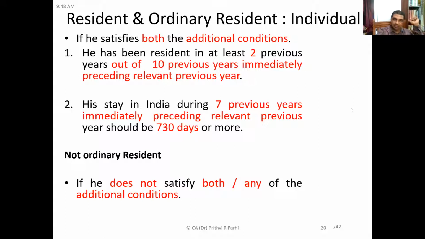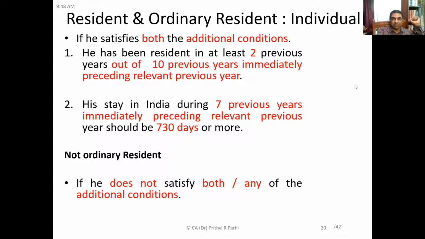We have to again find out for a resident whether he is an ordinary resident or not an ordinary resident. Okay, now let us see how we will be able to classify whether a resident is an ordinary resident or not an ordinary resident. Okay, friends, is it clear up to this? Yes, sir. Okay, now let us see. This is the condition you see.